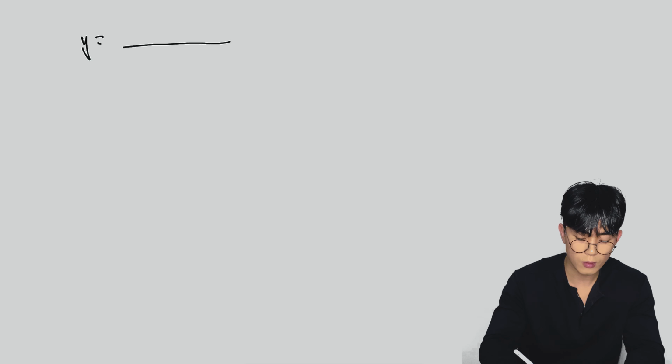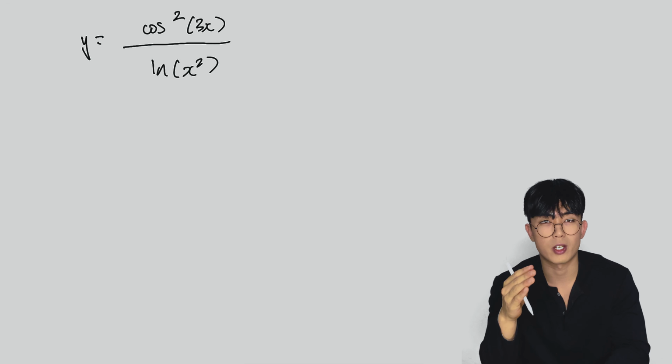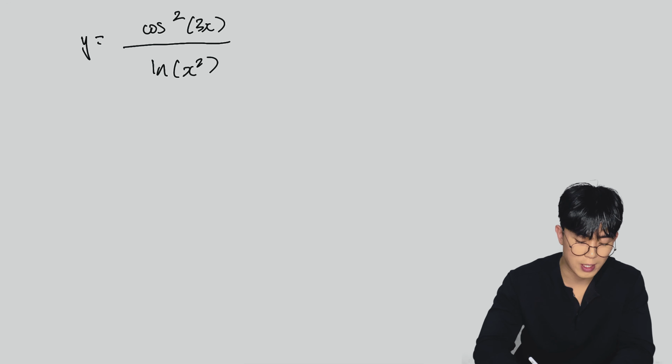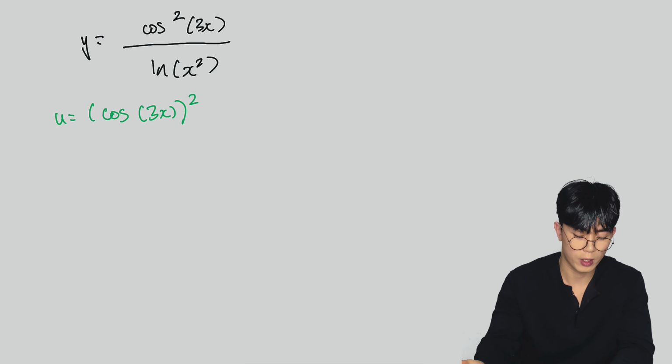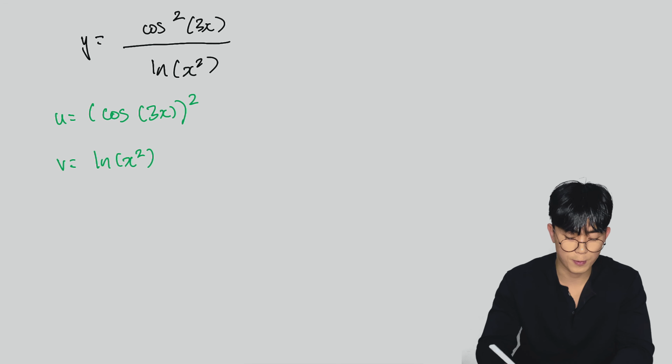Okay, let's look at one more example using the quotient rule. So let's say we have y is equal to, I'm going to go for now, cos squared 3x over ln x squared. Is one function divided by the other, so therefore we use the quotient rule. Remember, for the quotient rule, the u and v's have to be very specific. So the u has to be the numerator, which I'm going to rewrite as cos 3x all squared. And v I'm going to write as the denominator, which is ln x squared, like this.